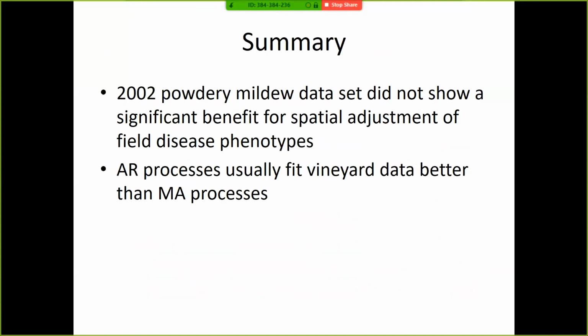So to summarize, the 2002 powdery mildew data set did not show a significant benefit to adjusting for spatial effects on phenotypes. However, it would be good to have some more vineyard data where we could look into this, especially one where the standard deviation isn't so high. And the AR processes usually fit vineyard data better than moving average processes.